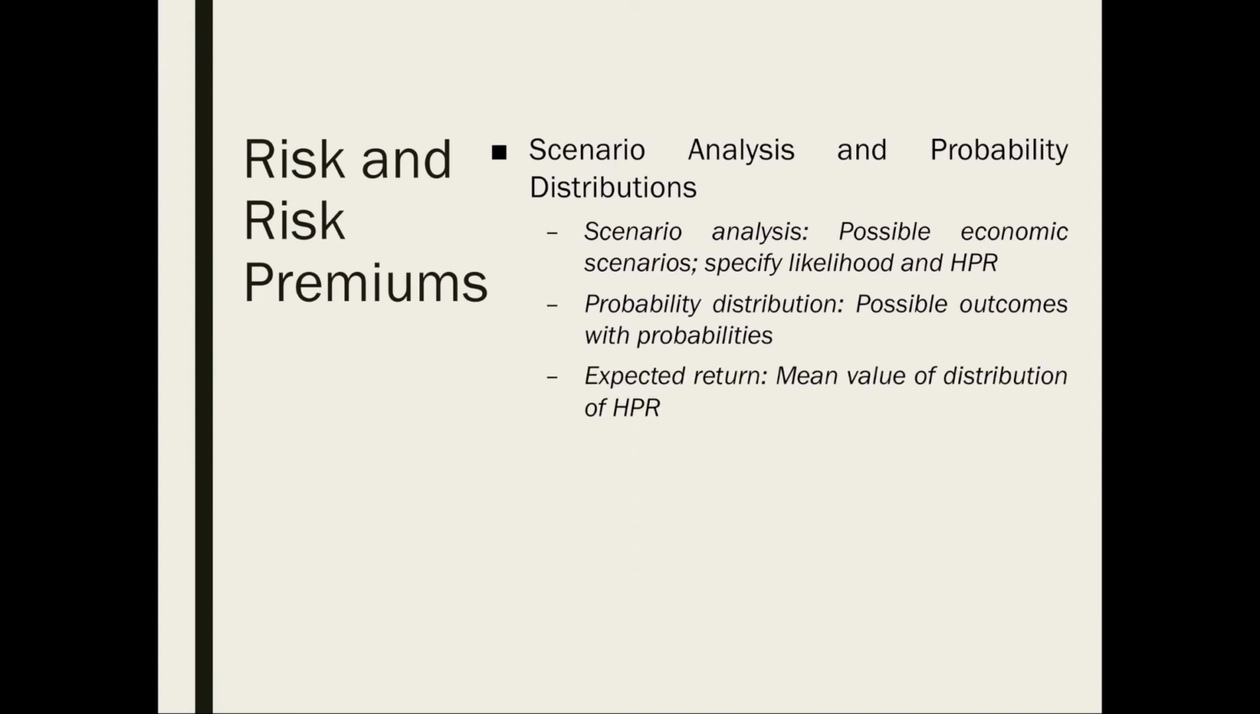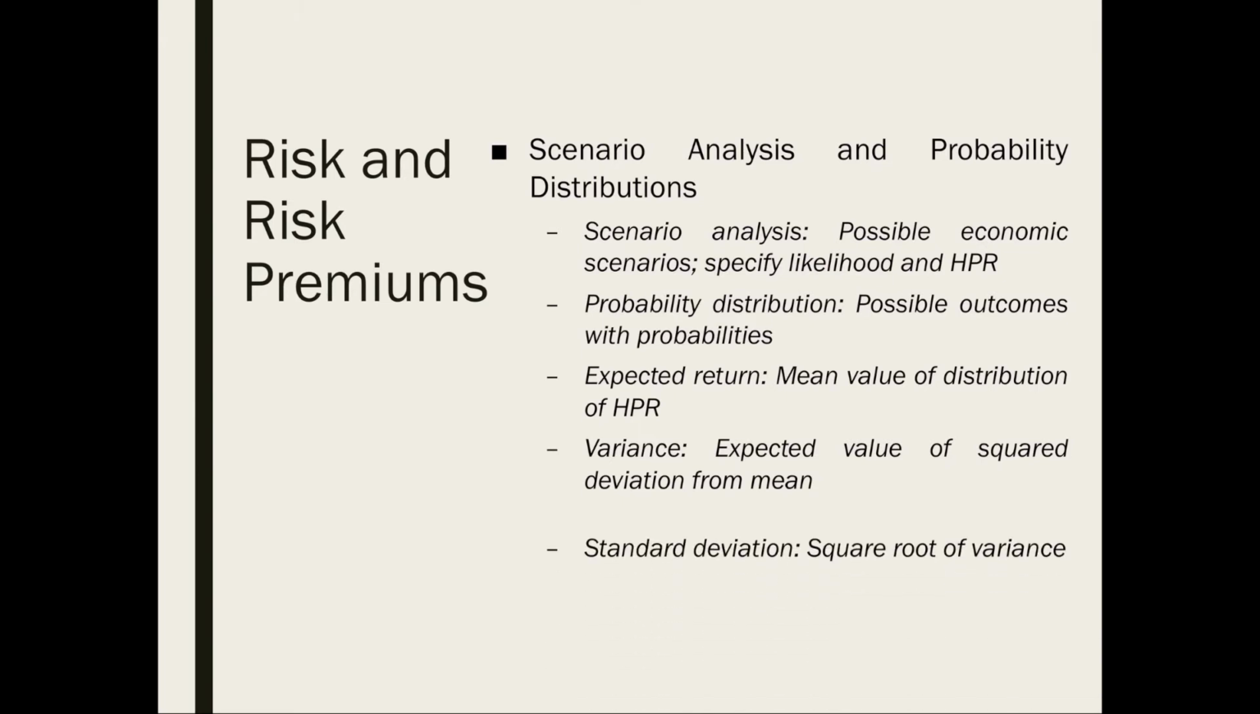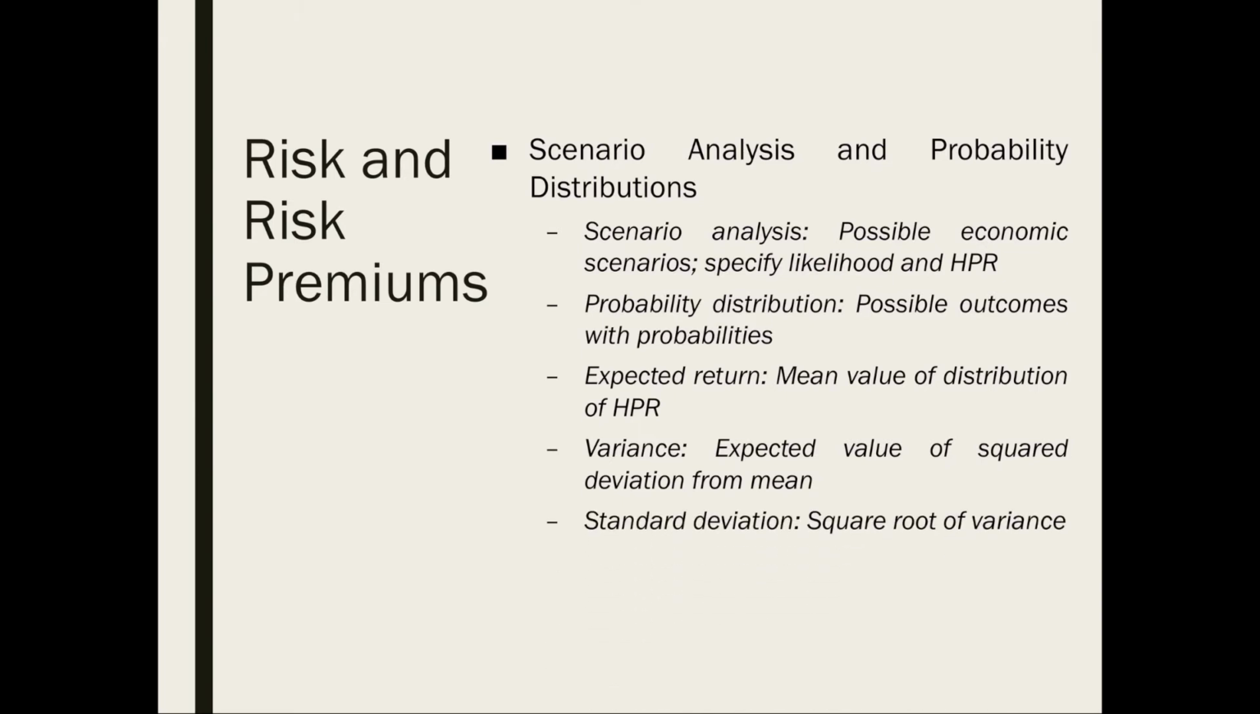And then once you have this, you will calculate an expected return, which is a mean value or an average value of the distribution of your holding period returns. Once you have this average, then you can calculate the variance, which is the expected value of squared deviations from the mean. And then you will calculate the standard deviation, which is the square root of variance. And this standard deviation then will measure the riskiness of the actual returns. So what are the equations for calculating expected return, variance, and standard deviation?